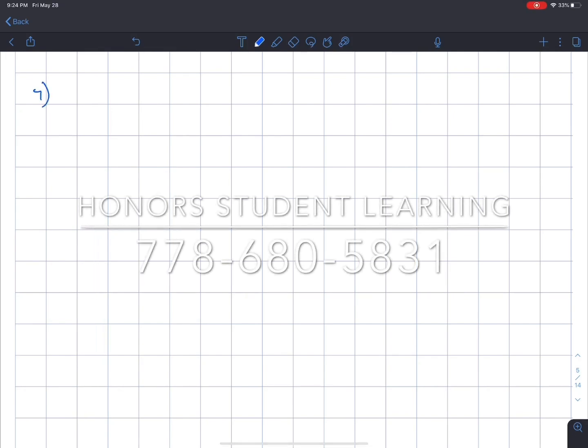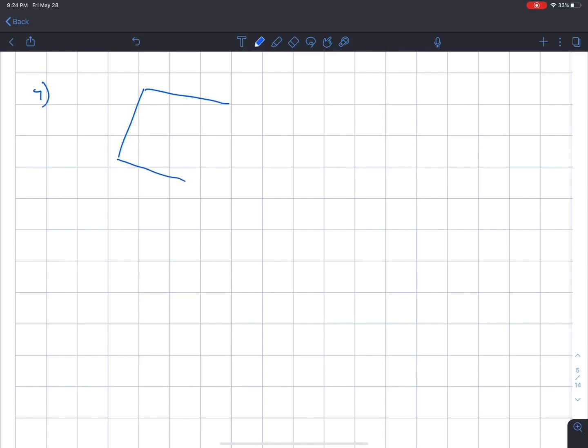Question 7. Find the perimeter of the rhombus ABCD.